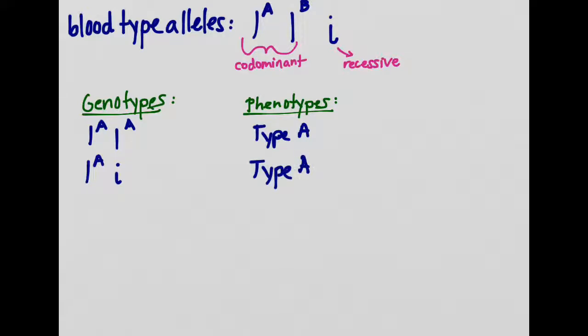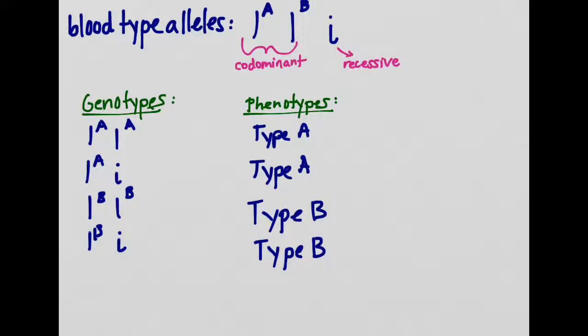You can have an individual with big I B, both alleles for type B blood. So their phenotype would be type B blood. You can have an individual with the capital I B allele and the recessive little i allele. That will still give you type B blood.